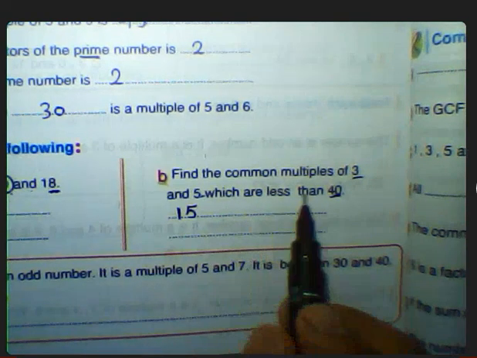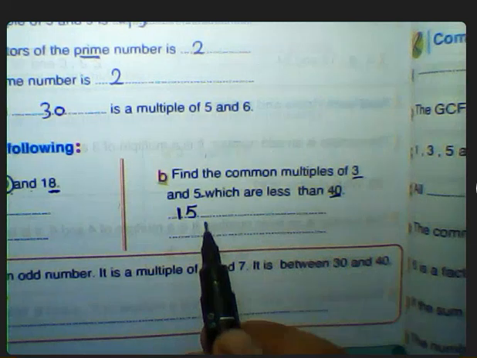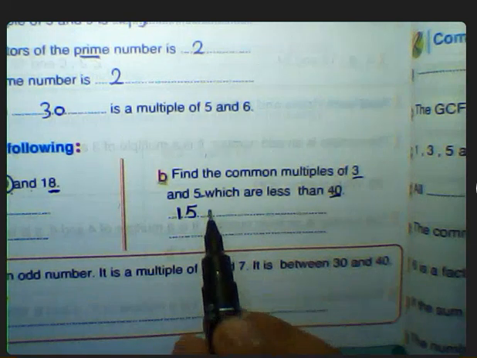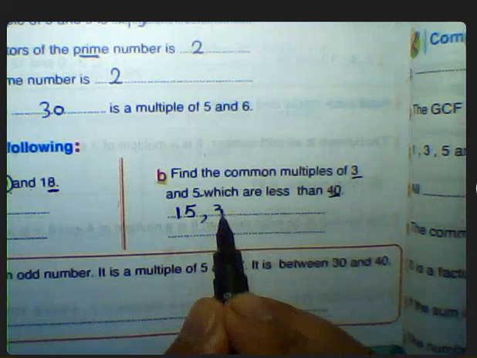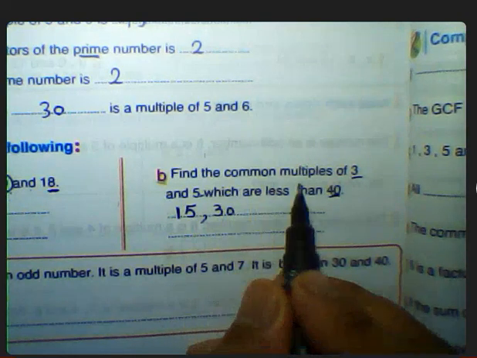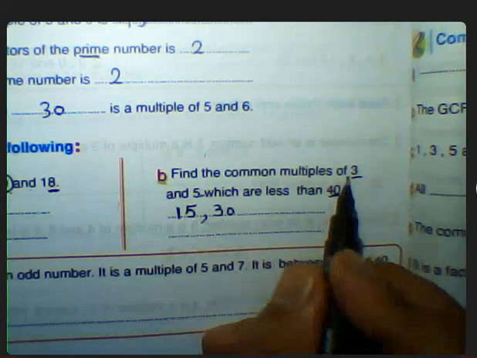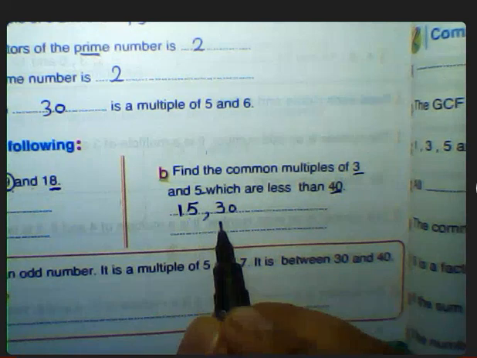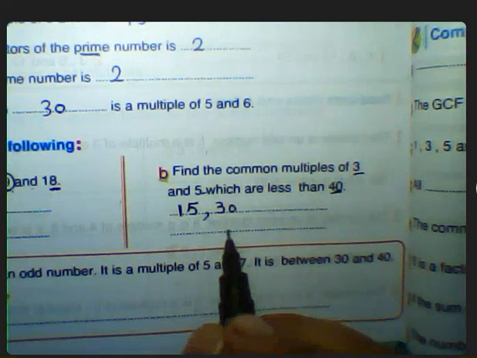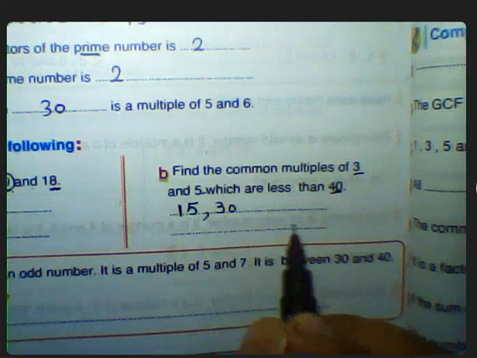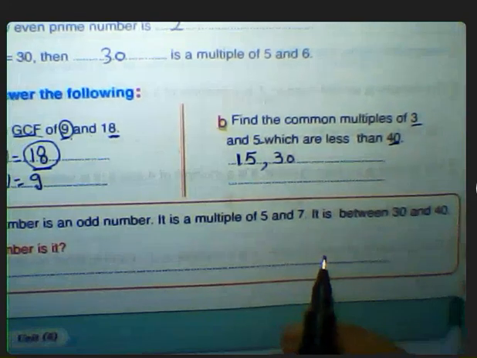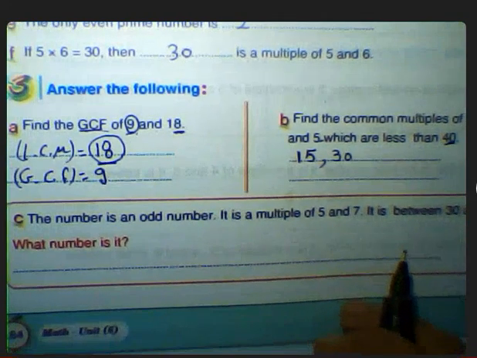Because 3 and 5 are factors of the numbers 15 and 30. They are the common multiples of 3 and 5. 3 times 5 equals 15. 15 plus 15 equals 30. They are numbers less than 40. Letter C.